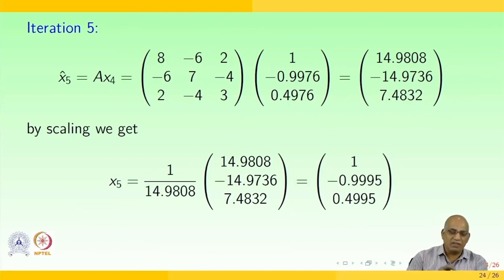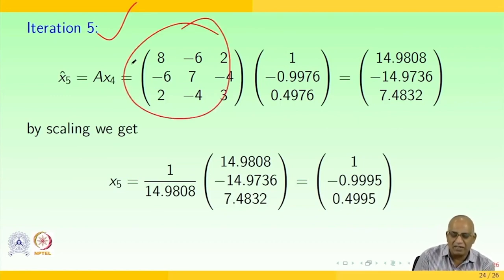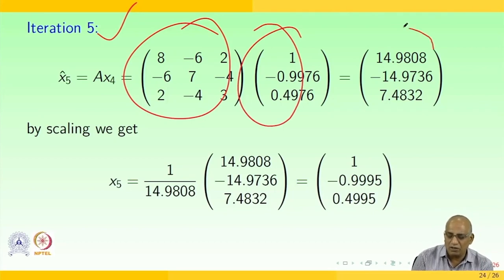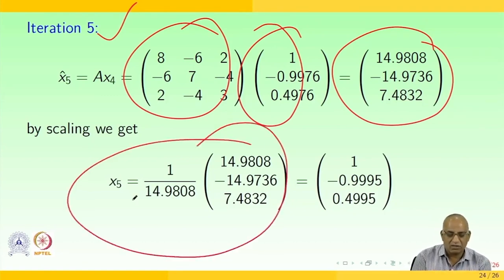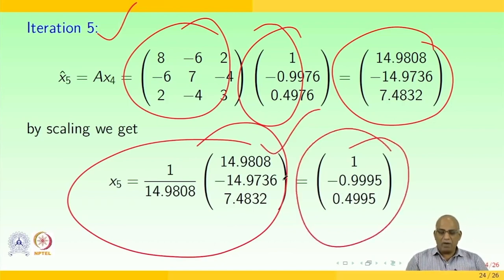Let us look at one more step of the iteration method, x5 hat, that is A x4. So we have a 3 by 3 matrix times a 3 by 1 matrix. When you multiply, you get a single column, third order matrix. By scaling, x5 is equal to 1 over 14.9808 times this matrix. When you do this calculation, we end up with 1, -0.9985, 0.4995.